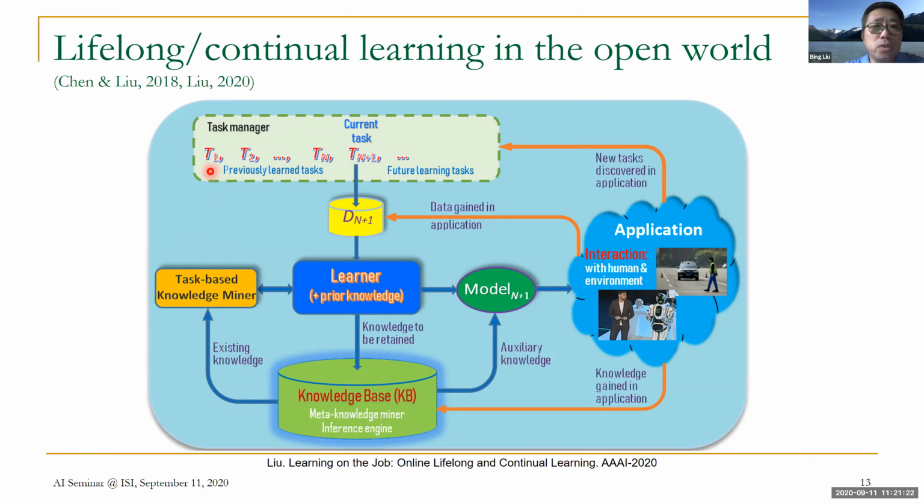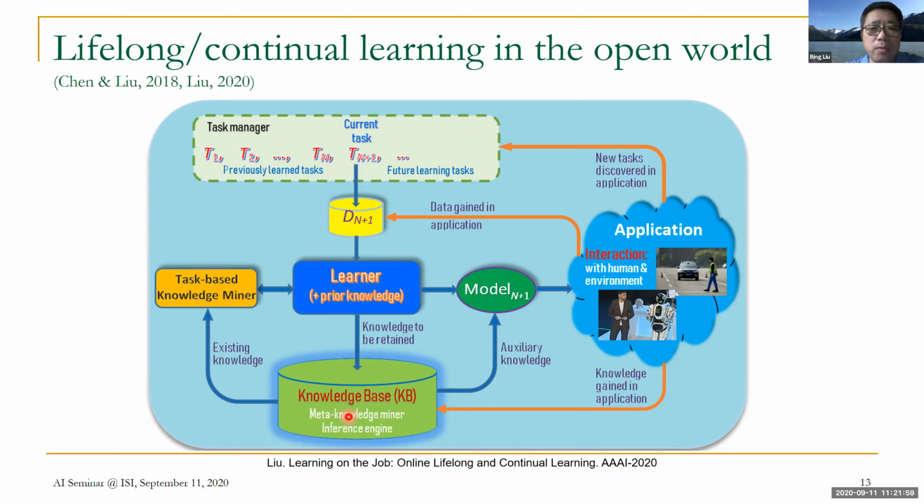The traditional definition will be the top part, which essentially says a sequence of tasks, and each task has its own training data. At this moment, we're talking about the N plus one's task, and that task has the data as well, for example supervised training data. Then that goes to the machine learning algorithm. This machine learning algorithm is not just a traditional machine learning algorithm. It's able to take prior knowledge. Okay, it has to take prior knowledge.